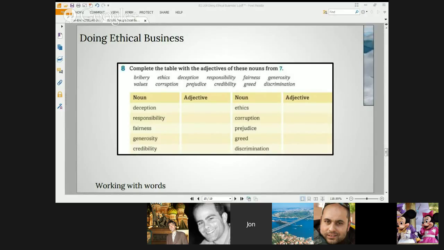João, generosity. Generous. Generous. Ishmael, credibility. Credible. Credible. Very good. Credible. Yuki, ethics. Ethical. Ethical. Anna, corruption. Corrupt. Corrupt. Spelled with a T.